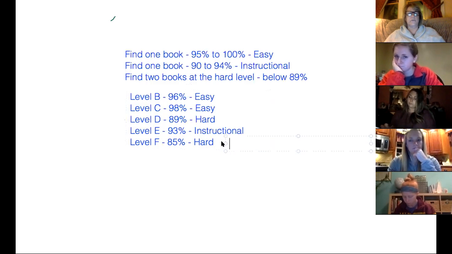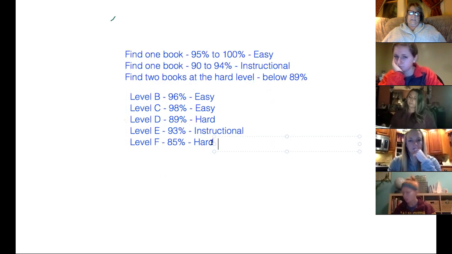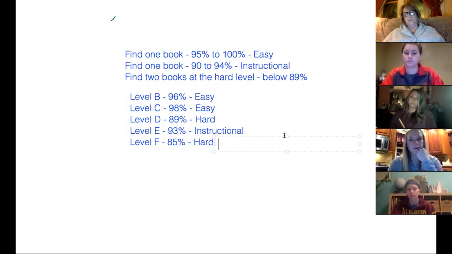So let's try another scenario. Let's say I sent you, or you tell me the kid's reading on a level, let me try and move this.